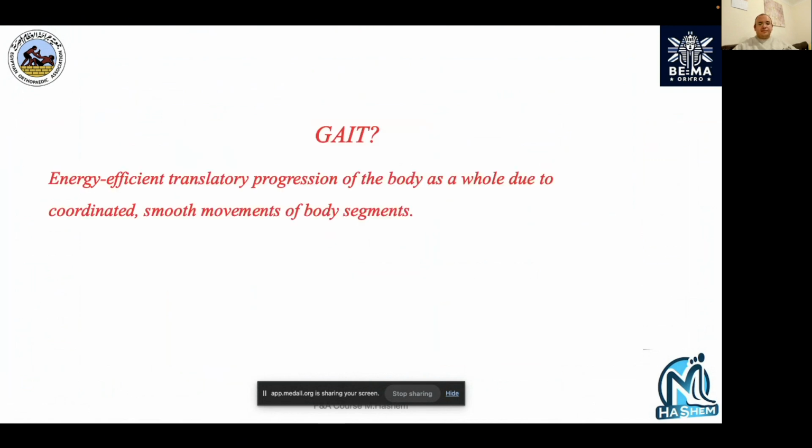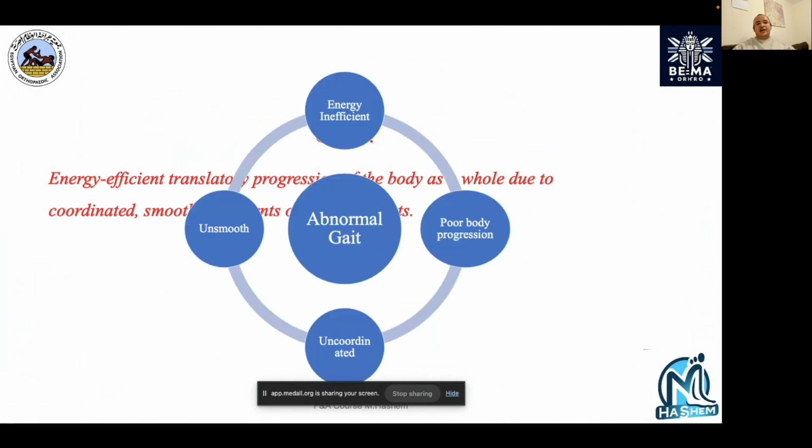So what's gait? This definition is very, very important. Gait is an energy-efficient translatory progression of your body as a whole due to coordinated, smooth movement of body segments. So to have a normal gait, your body should progress effectively in a translation movement, as energy efficient as possible, with normal coordinated smooth movement of the body segments, depending mainly on eccentric contraction and as much as possible on the ground reaction force. And from here, we can understand what abnormal gait is. Abnormal gait is either unsmooth, energy inefficient, with poor body progression, or uncoordinated.